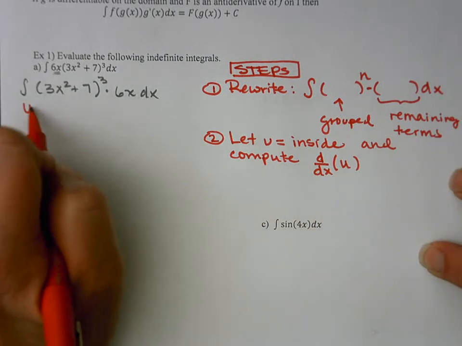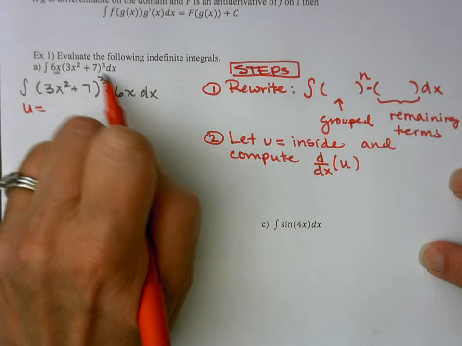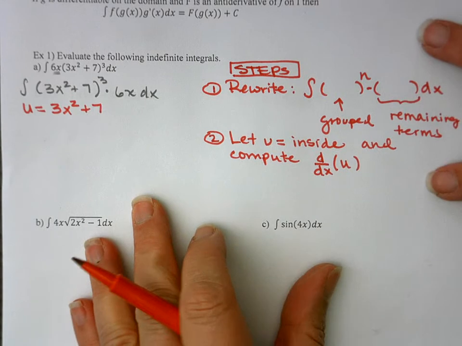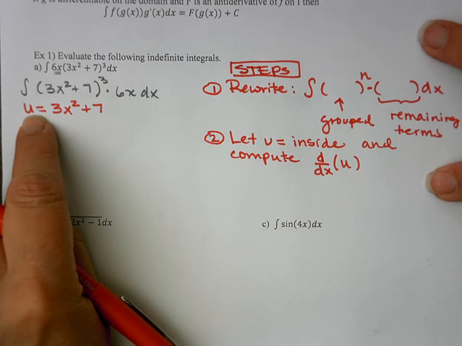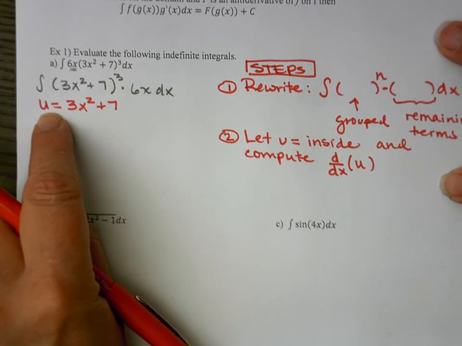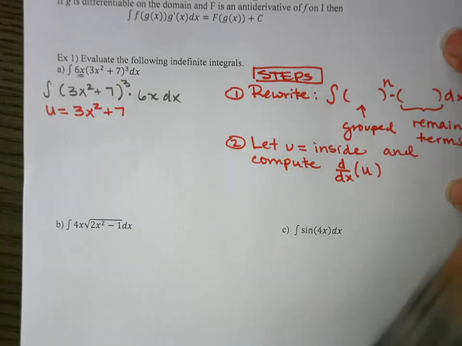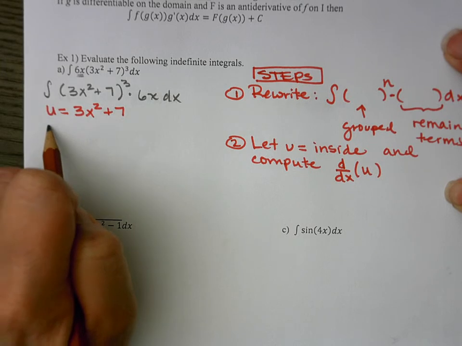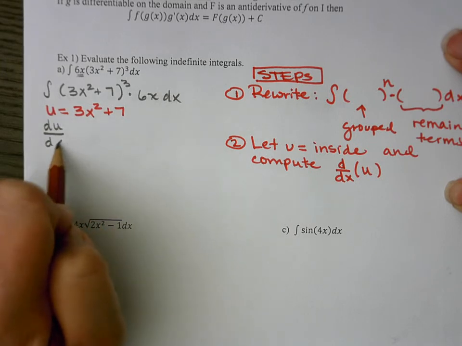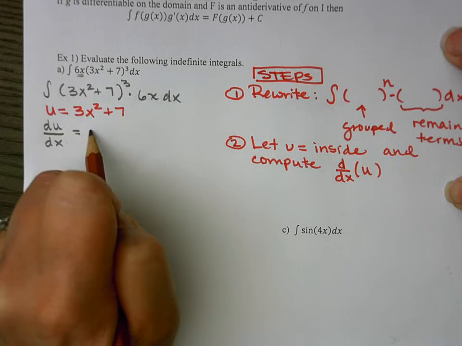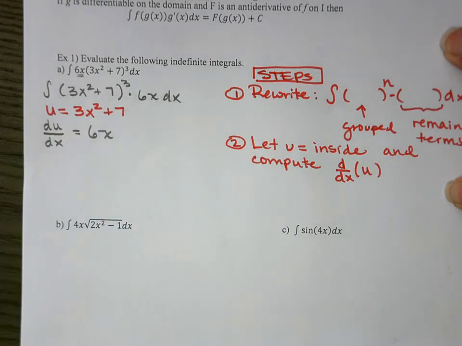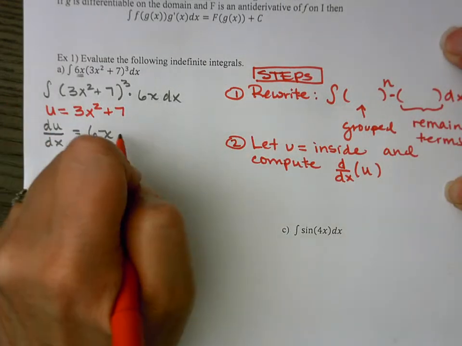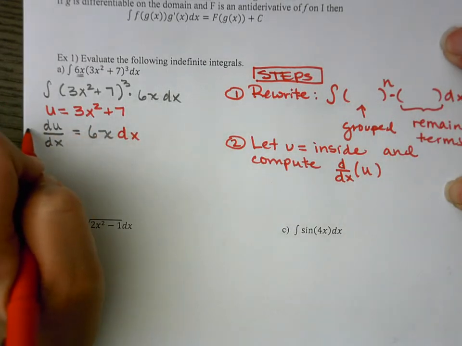So that means our u is going to be this piece right here because it's the part with the power. So u is equal to 3x squared plus 7. And now I want to take the derivative of this with respect to x, right? So the derivative of u with respect to x, that'll be du over dx. And this derivative will be 6x plus 0, right? And then I want to multiply that dx over to the other side. So that will cancel, right?